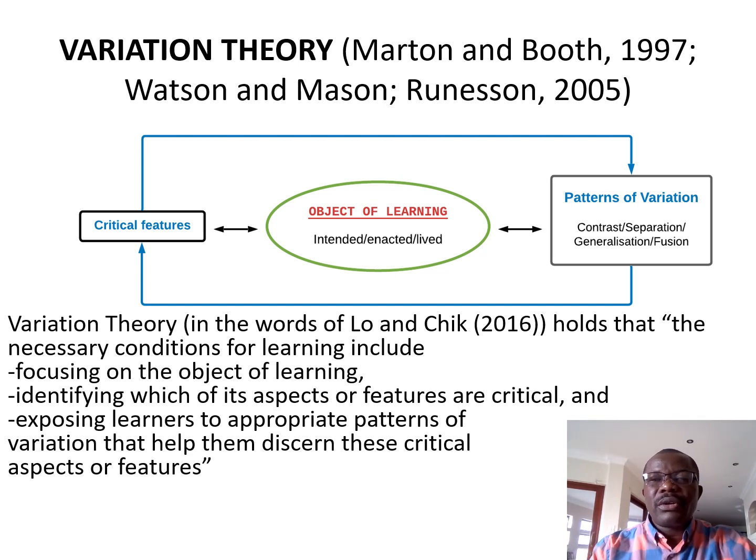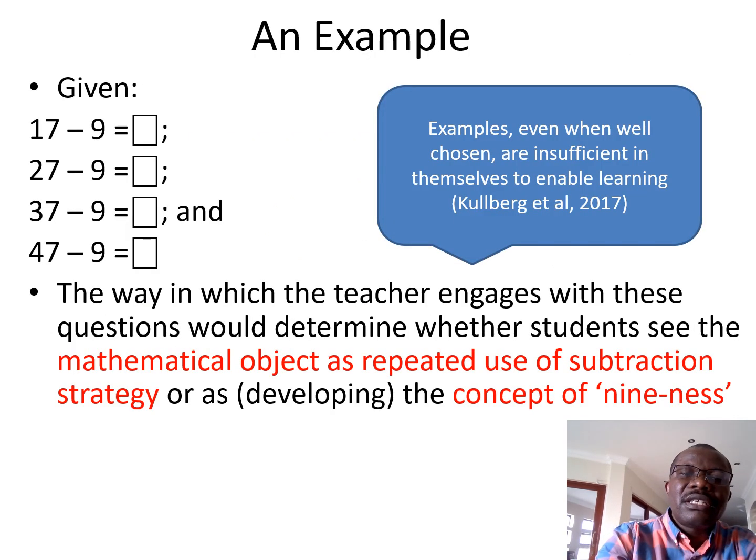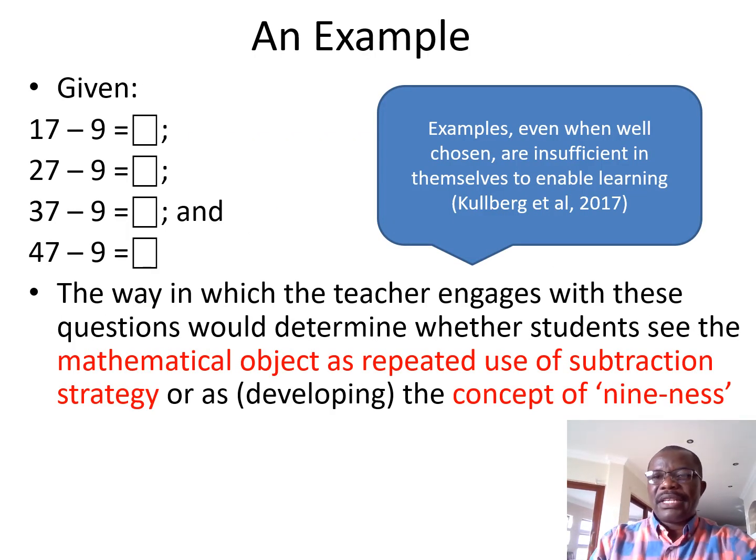They say that variation theory holds that the necessary conditions for learning include focusing on the object of learning. So at the center of this is the object of learning. And then looking at the different ways in which the critical features of the object of learning can be seen, and then devising examples, or patterns of variation within the examples, that will bring out the object of learning. So let's look at a very quick example.